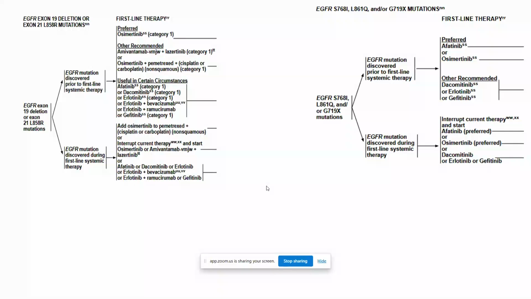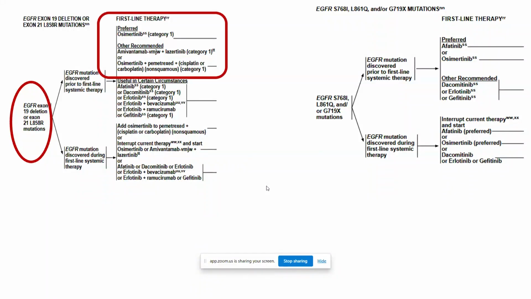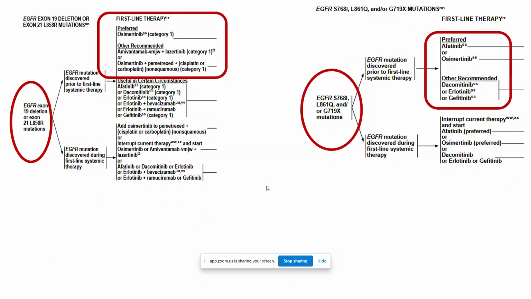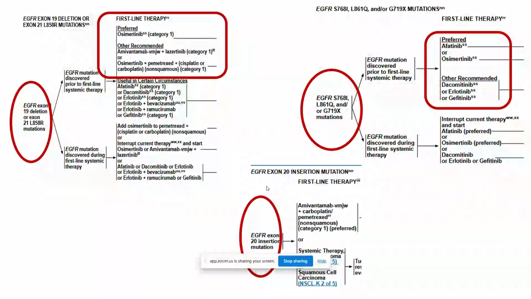As far as the NCCN guidelines are concerned, if the patient is having an EGFR exon 19 deletion or an exon 21 L858R mutation, the preferred strategy is EGFR TKI, which can be either osimertinib or any of the first or second generation TKIs. Now even amivantamab with lazertinib combination is category 1 as per the recent NCCN guidelines. However, for uncommon mutations like S768I, L861Q, and so on, we prefer afatinib or osimertinib. If there is an exon 20 insertion mutation, we go for amivantamab with carboplatin and pemetrexed-based chemotherapy, or we can just go for systemic chemotherapy.